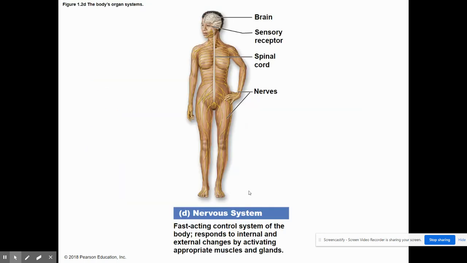So the main anatomical structures are the brain, the sensory receptors, the spinal cord, and the nerves. And the main physiological functions are responding to internal and external changes by activating appropriate muscles and glands.